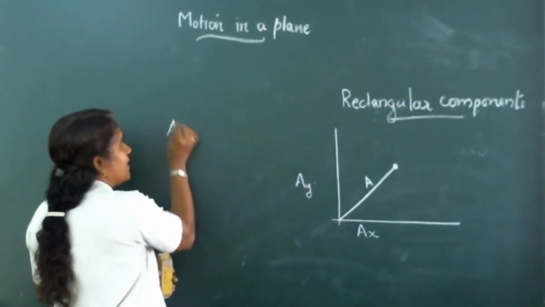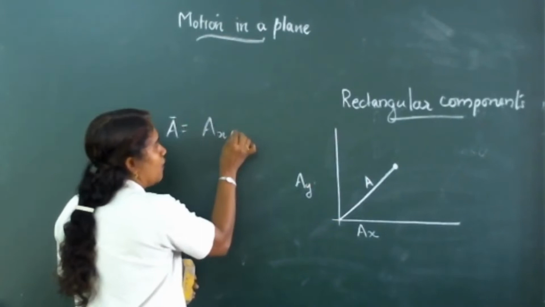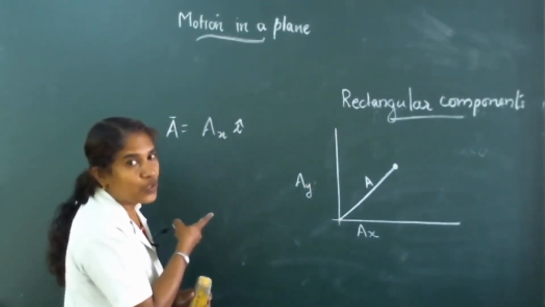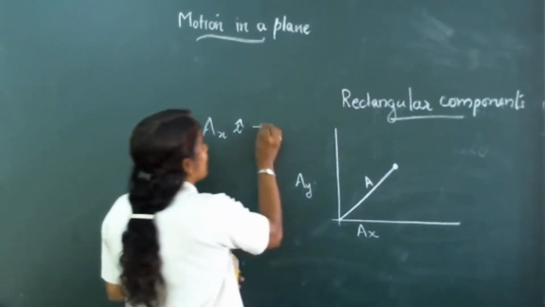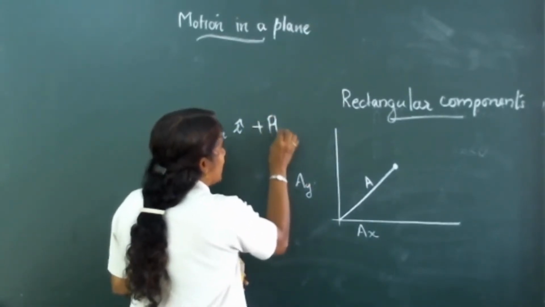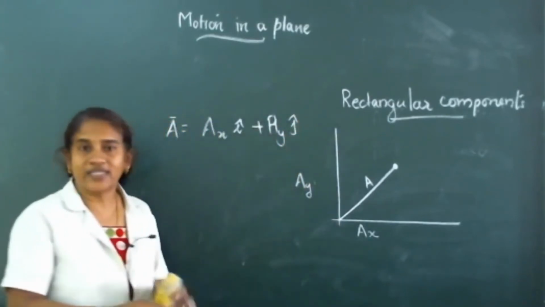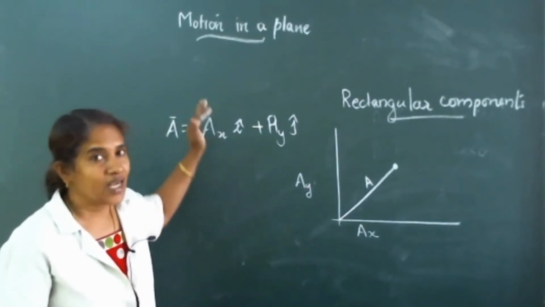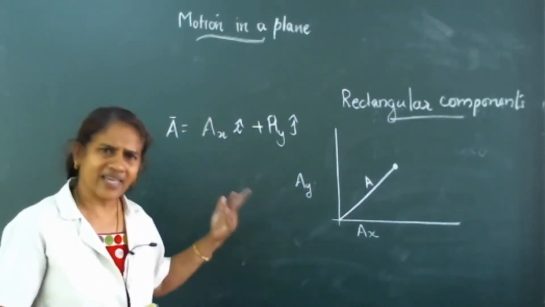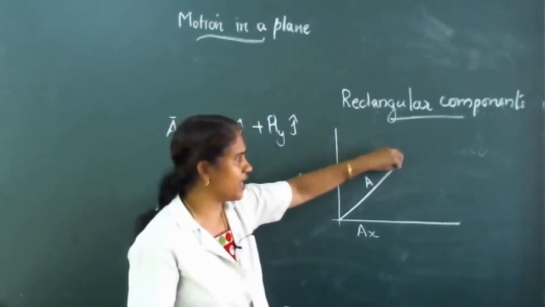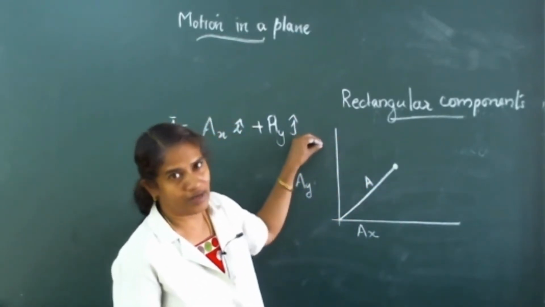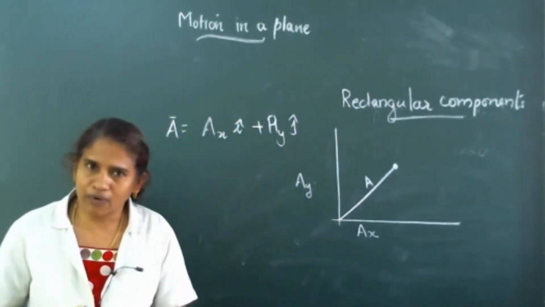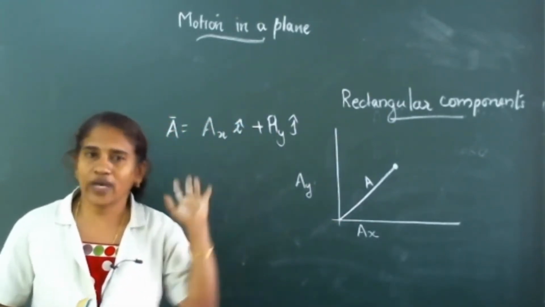That means vector A will be the sum of Ax along the x direction, multiplied with the unit vector in the x direction, plus the component in y. So vector A is the sum of Ax i plus Ay j. What is Ax? The component in the x direction, like the x coordinate. Because when a point is taken, it will have an x coordinate and a y coordinate, as you have studied in maths. Similar thing. The x coordinate is known as the x component. The y coordinate is known as the y component.